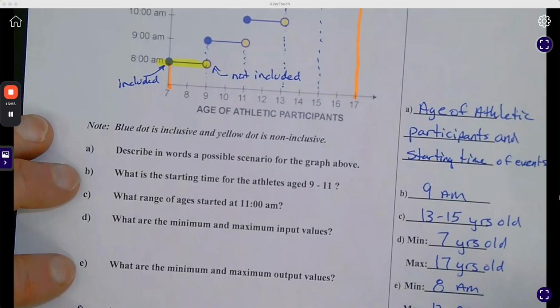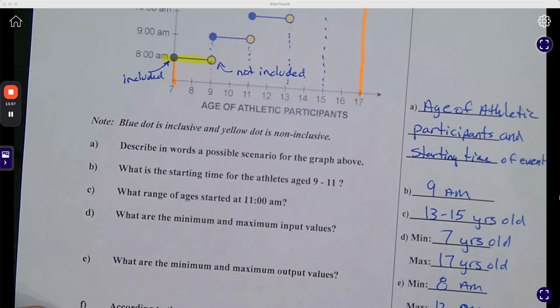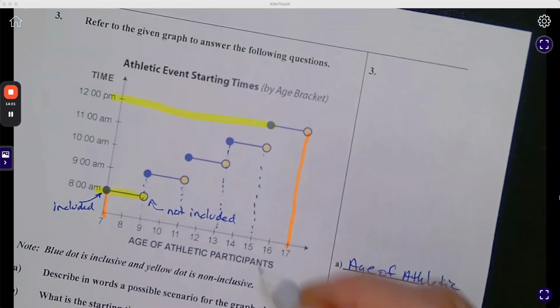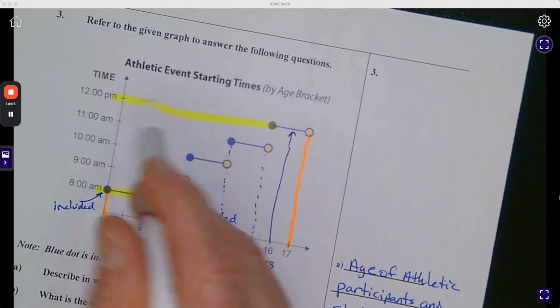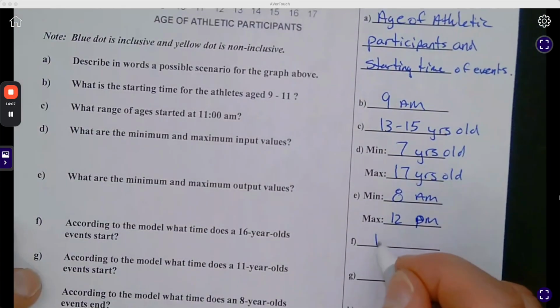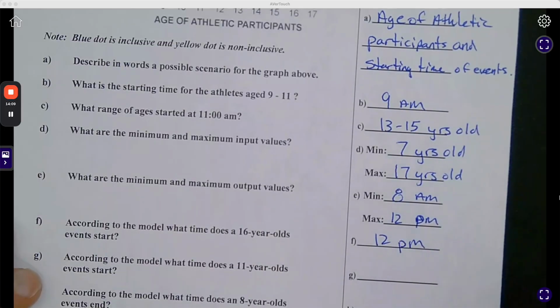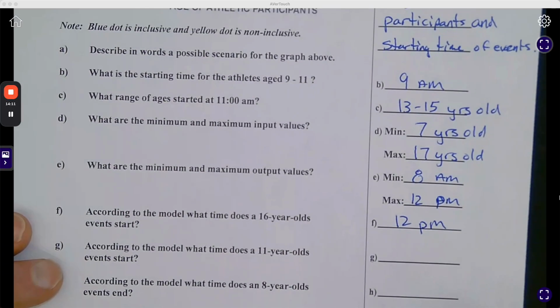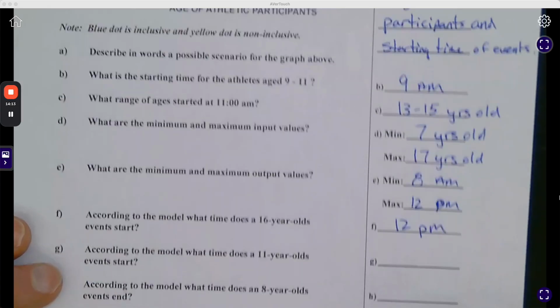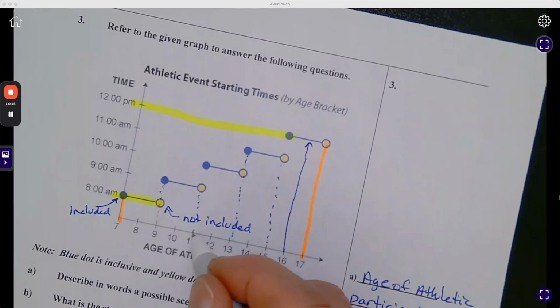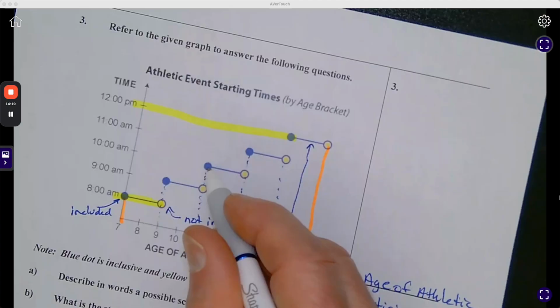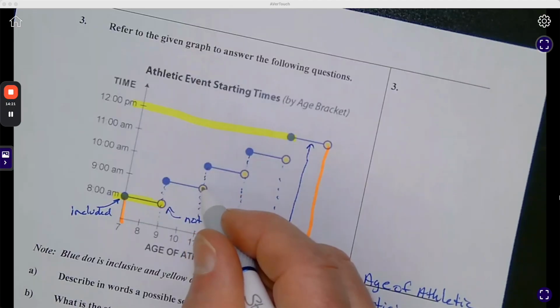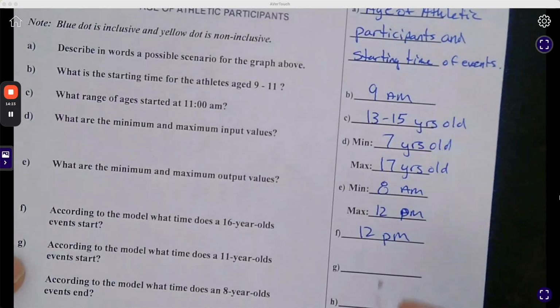p.m. All right, according to the model, what time does a 16-year-old's event start? Well, 16-year-old, they start at 12 o'clock, 12 p.m. According to the model, what time does 11-year-old's event start? Well, here's 11. Oh, they don't start there. They start up here, right? Remember, blue is included, yellow is not included. So they start at 10 a.m.